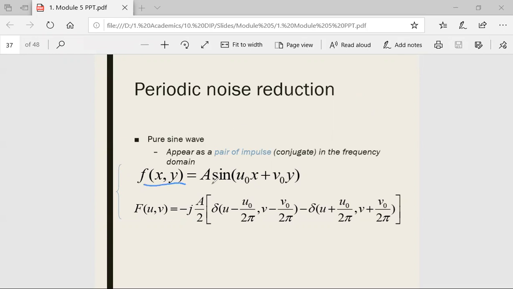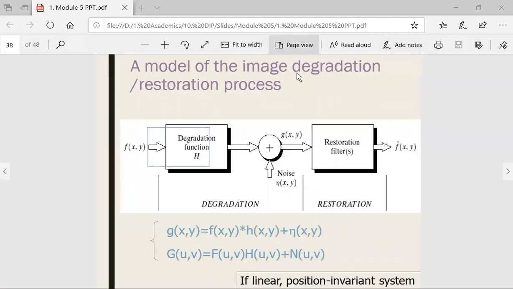f of x comma y is equal to a sine of ux plus vy. Okay, this equation we have seen in module 4. Further, in the frequency domain, F of u comma v can be written as minus j of a by 2, delta of u minus u0 by 2 pi, v minus v0 by 2 pi, minus delta of u plus u0 by 2 pi, v plus v0 by 2 pi. If you apply this equation, you can remove the noise in the image. Okay, so here it is a representation.